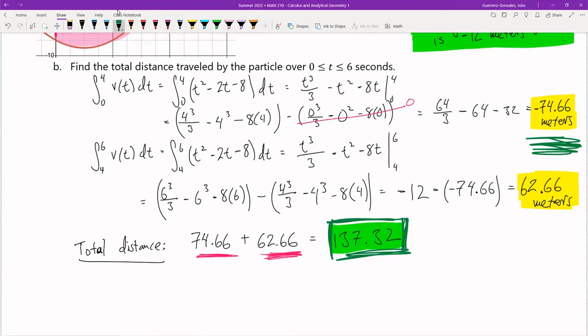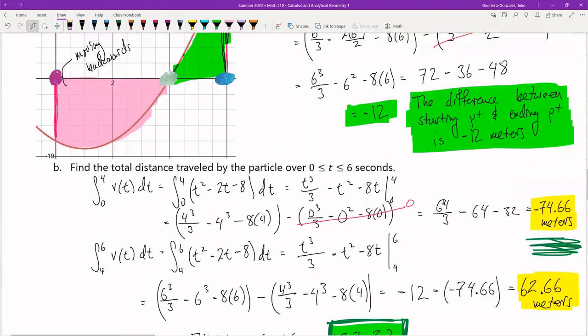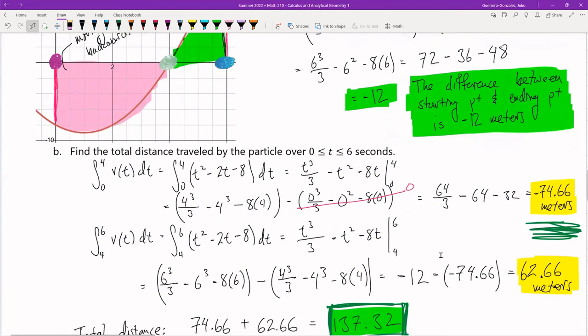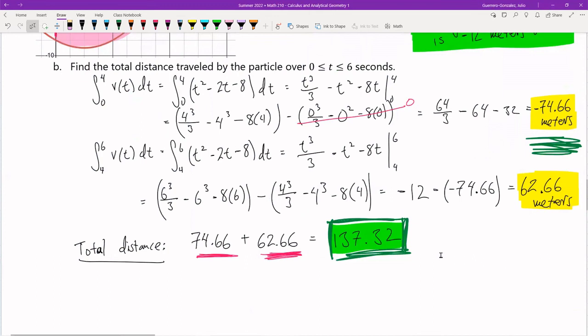Okay, so notice the difference between the two answers. The first one, our particle started somewhere and ended somewhere at t equals 6 seconds. The difference between those two points is just negative 12 meters, so they were 12 meters apart from start to end. However, our particle as a whole went backwards 74.66 meters, and then forward another 62.66 meters for a grand total of 137 and a third meters traveled. You guys see the difference?